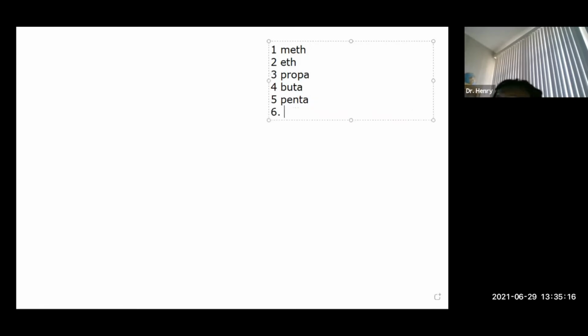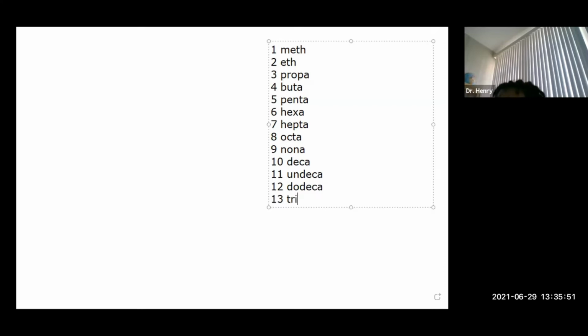6 was hexa. 7. 8. Octa. 9 is nona. 10. 11. 12. 13. Tridec.